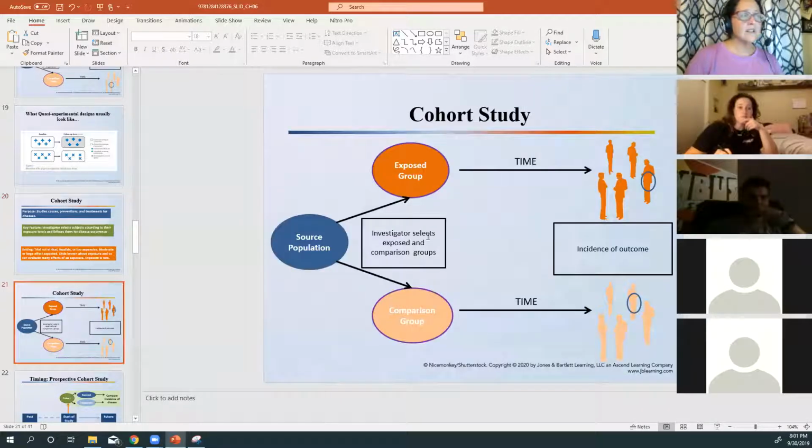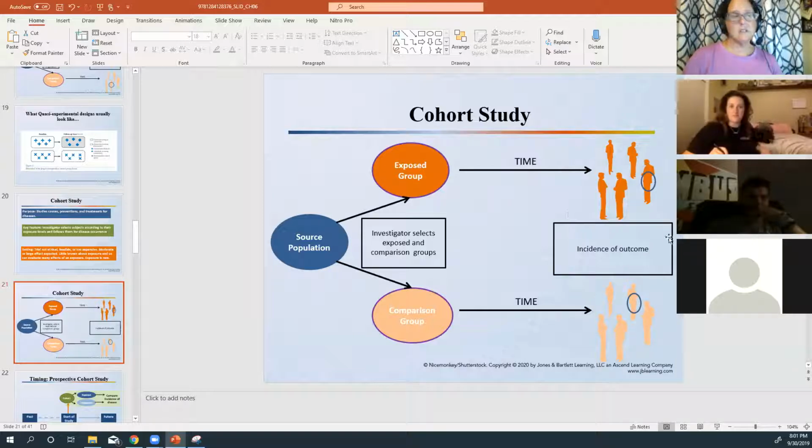So what does it look like? Well, I have a source population, and from that source population, I'm going to find people who are exposed, and I'm going to find people who are unexposed, my comparison group, and then I'm going to follow them either forward or backward in time. There are prospective and retrospective studies, but there is a time component, and then I'm going to look for the incidence of my outcome of interest. So that's cohort.